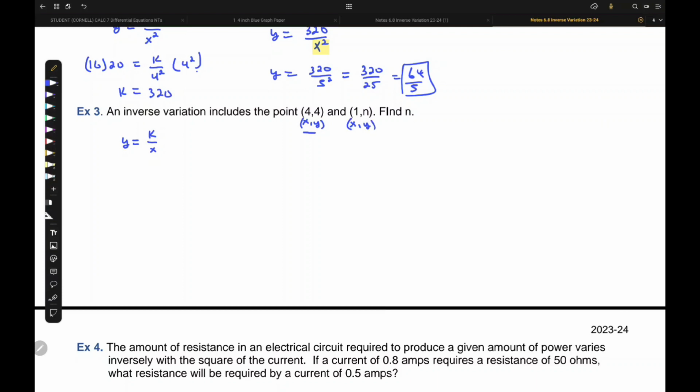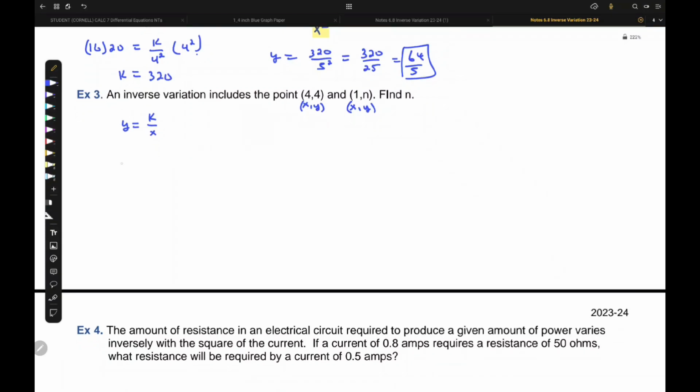So we have to take what they gave us, take that 4, 4, and plug everything in and solve. So we end up with y is 4, and that equals k over 4. Whoops, back up 1 second. I said y is 4, and then I wrote 4. We're going to solve for k. I'm going to multiply both sides by 4 to get k is equal to 16. So my equation is y equals 16 over x.